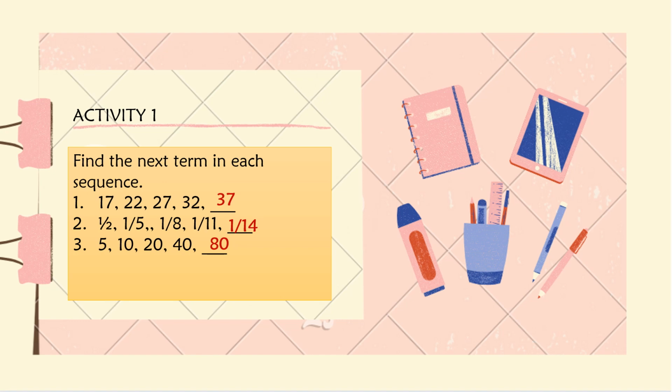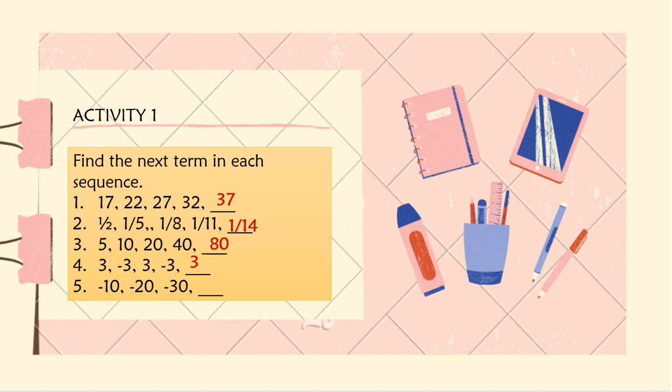So how are we going to find the next term? It's based on the pattern. We have 5 multiplied by 2 is 10, multiplied by 2 is 20, multiplied by 2 is 40, then multiplied by 2, that is 80. Let's proceed to number 4. We have 3, negative 3, 3, negative 3. Okay, so the answer is positive 3. Just look at the pattern. We have positive, negative, positive, negative. So definitely the next term is positive.